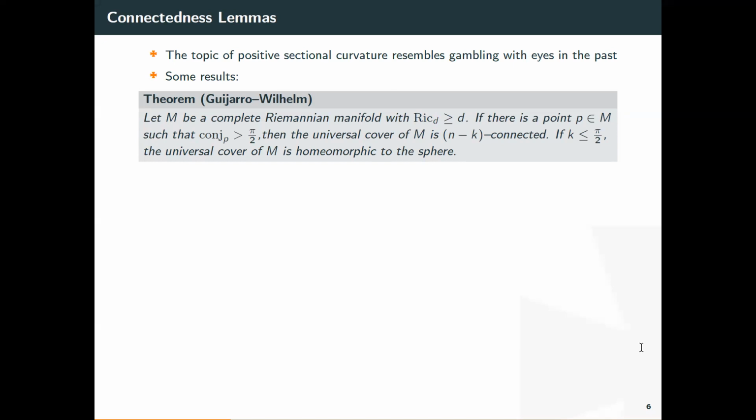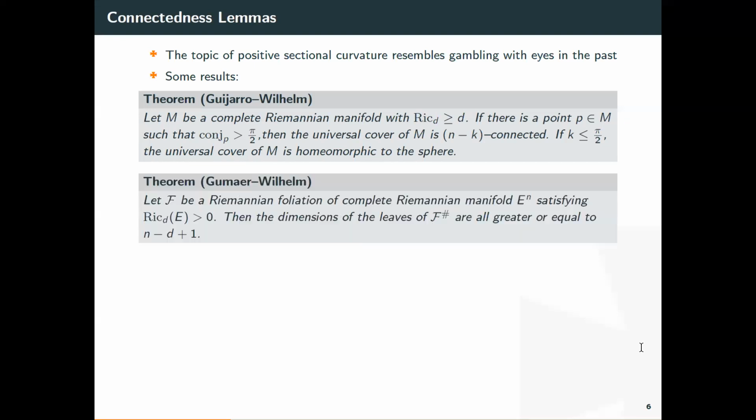And then it says that, well, if you do have positive intermediate Ricci curvature for d, and there is a point where the conjugate radius can be bounded below by pi over 2, then the universal cover of this manifold is n minus d connected. In particular, if d is less than or equal to pi over 2, the universal cover of M is homeomorphic to the sphere. So this is more or less a guess about why we don't have so many examples. Well, because we have some kind of rigidity, right? Because it gives us a sphere. So there could be much more complicated topological examples.